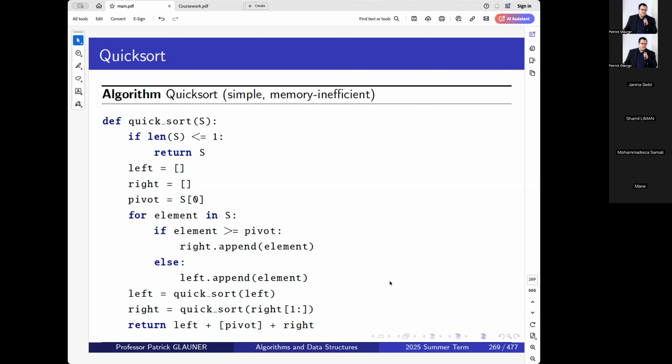Why is it called quicksort? Because you would assume it runs very quickly. Without looking at the slide, what is the running time complexity of quicksort? Any guesses what you think a sorting algorithm that's called quicksort would have as complexity? We've seen before that merge sort was already efficient, so that was n log n. What could it be? Some students are suggesting n log n.